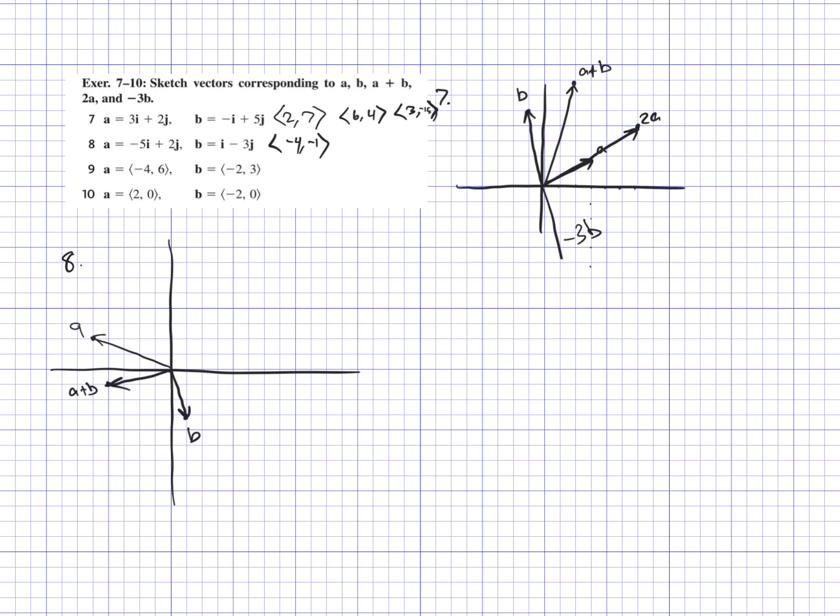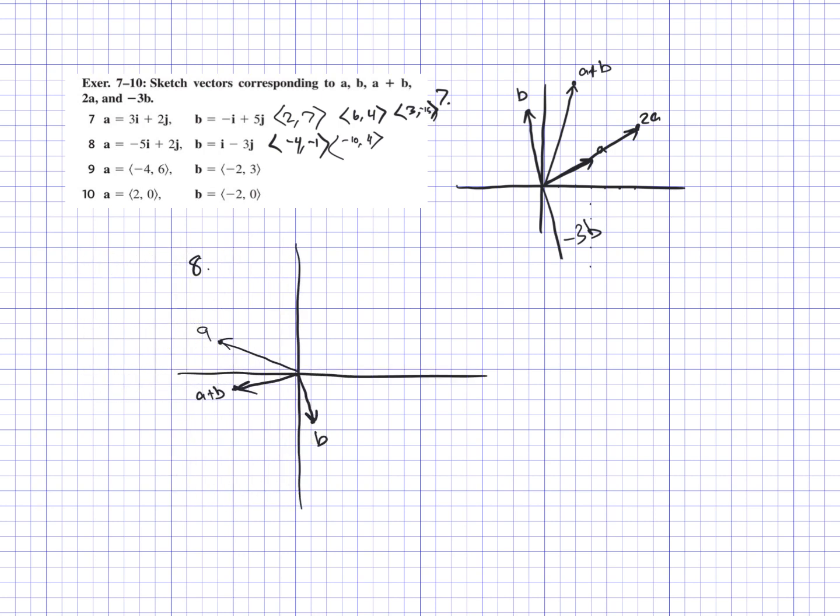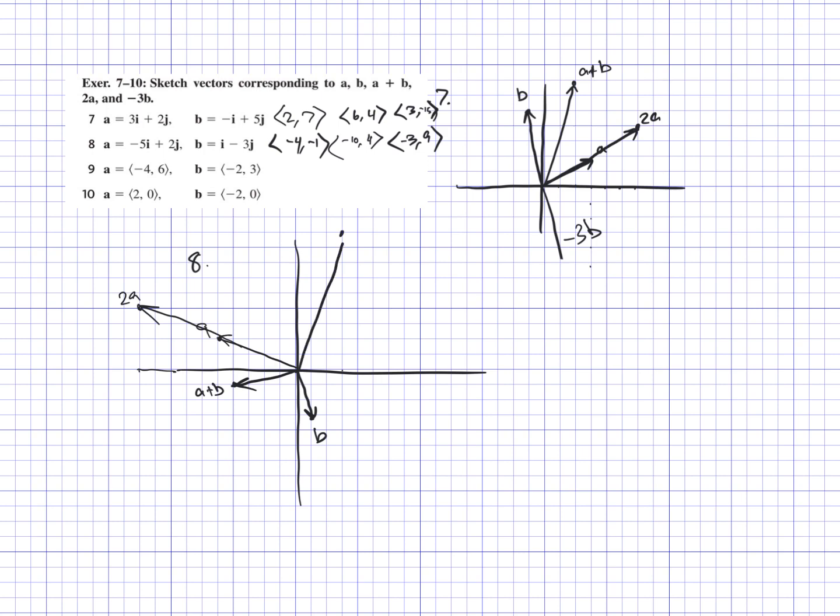Now 2A is going to get me to negative 10, 4. So I need to move everything, or at least this part, over. So negative 10, 4. That just extends A further. So there's 2A. And negative 3B. So negative 3B is at negative 3 and positive 9. So this is negative 3B. Okay, good.